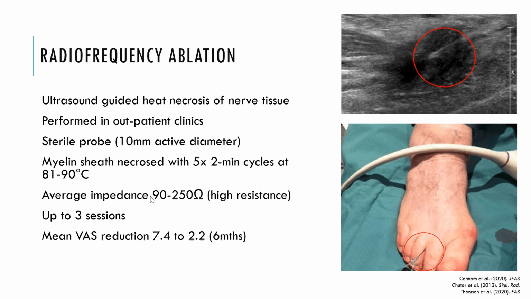Radiofrequency ablation is the heat necrosis of affected nerve tissue, typically performed under ultrasound guidance. This can be performed in an outpatient clinic setting. A sterile probe with a 10 mm active diameter is inserted at the dorsal aspect of the affected web space. The myelin sheath is then necrosed using 5 2-minute cycles at a temperature of 81 to 90 degrees Celsius. The mean VAS reduction for patients was recorded as 7.4 to 2.2 at a 6-month follow-up. However, there can be a high long-term failure rate associated with this procedure due to recurrence, so ensure that the patient is aware of this and the discussion of resorting to surgery may still occur.